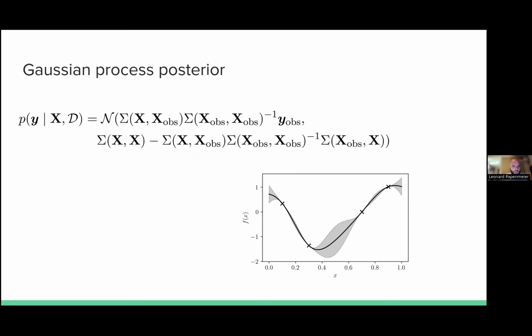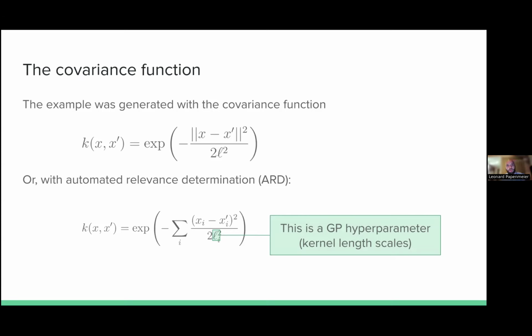So here we assume that X OBS and Y OBS contain the locations and function values of the 4 observations we made here. And X is the set of points at which we want to evaluate. By the way, this entire expression here assumes noiseless observations. Otherwise, you would add some diagonal term to one of these matrices. But we skip that for brevity.